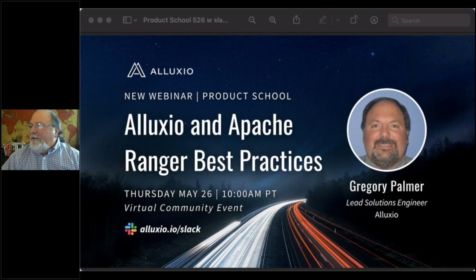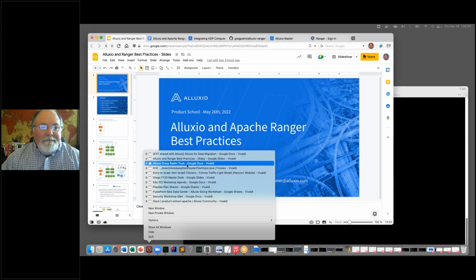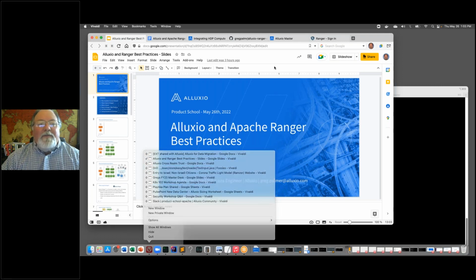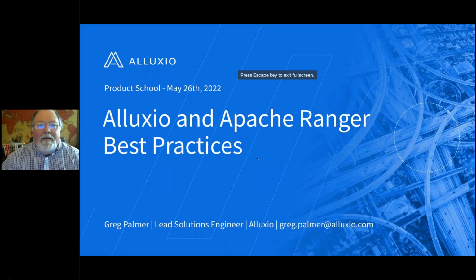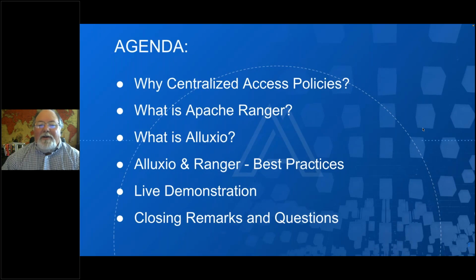Okay, I'm going to share my screen. Okay, let's begin. I'm going to go into the slideshow mode. Here's our agenda for today. We're going to be talking obviously about Alluxio and Apache Ranger integration. We're going to talk about why Apache Ranger centralized access policy management is even needed. And then we're going to talk about some best practices with regards to using Alluxio with Apache Ranger.